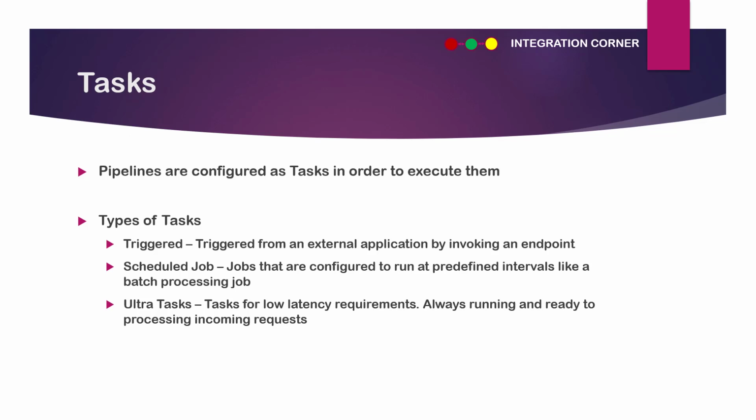So that's the triggered task. Now comes the scheduled task or the scheduled job, which is the standard traditional scheduled job. You can configure a job to run at a predefined time or at predefined intervals. Now the third type of task in SnapLogic is the Ultra task, which is for low latency requirements. That's for your request and response scenario. That's for your synchronous communications. So they are always running and they are ready to process the incoming requests. So these are the three types of tasks in SnapLogic.